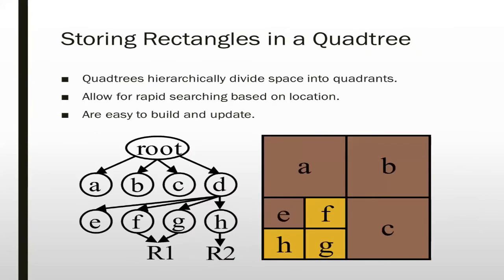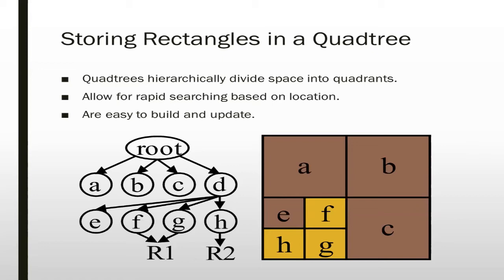Of course, because we are no longer dealing with cells on a grid, we must now store these rectangles in a data structure. For this, we have chosen a quad tree. Quad trees hierarchically divide space into quadrants and allow for rapid searching based on location. Crucially, they are also easy to build and update, which is important because we don't want to assume a game environment never changes. There may be some more efficient data structures, but they are often expensive to update, which may not work in all cases.